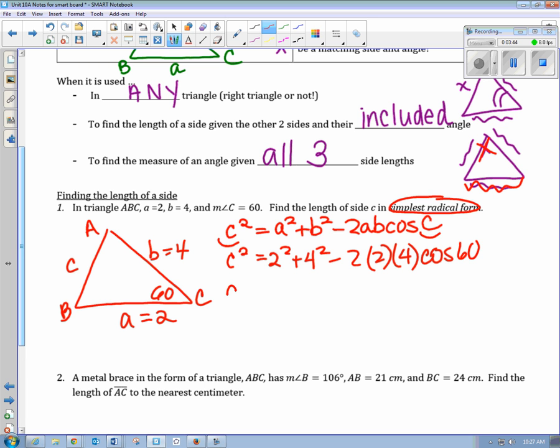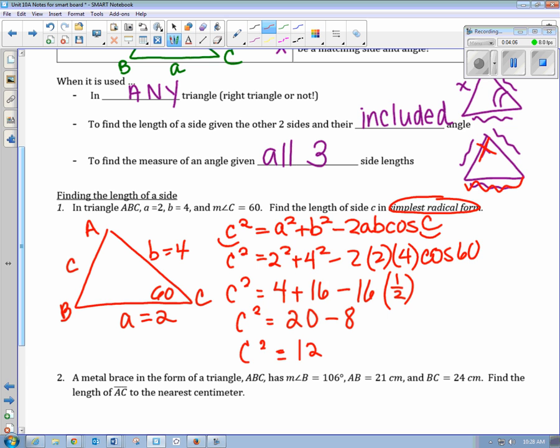So when I go through and solve, c squared equals 4 plus 16 minus 16 times the cosine of 60, which is 1/2, and that comes from the special right triangle. So c squared equals 20 minus 8. So c squared equals 12. When I solve, I get that c is equal to plus or minus the square root of 12. And then I simplify that radical into 2 radical 3.